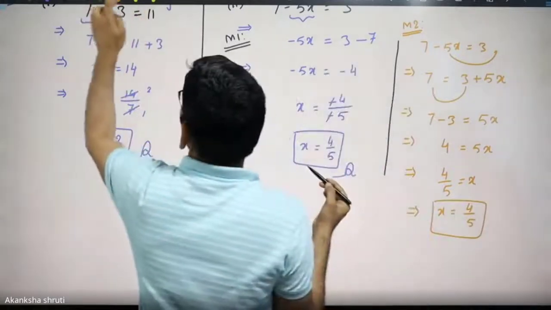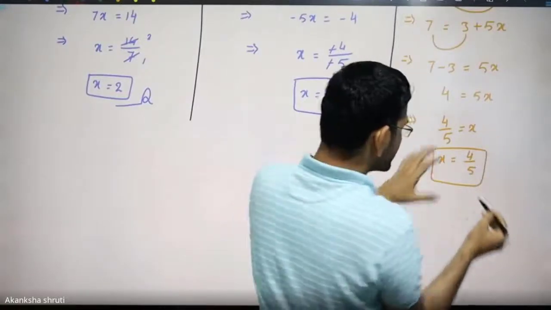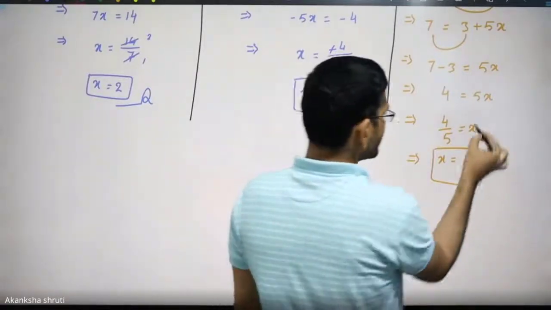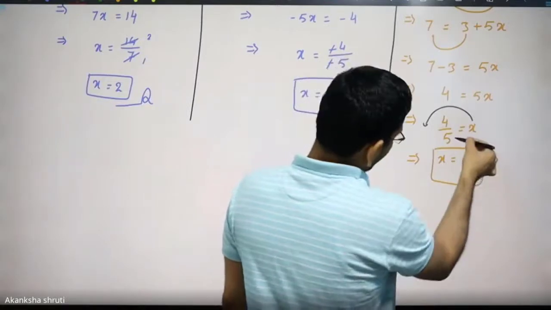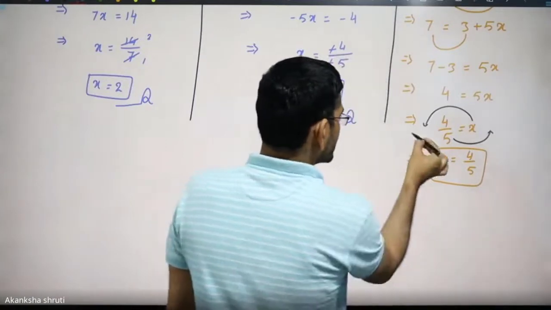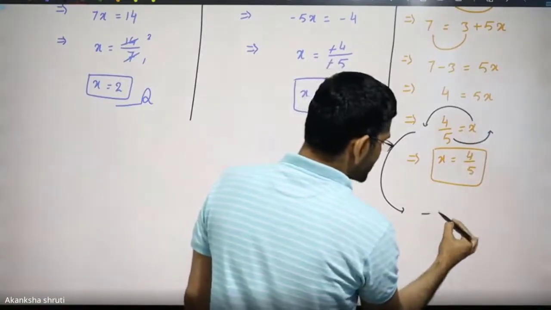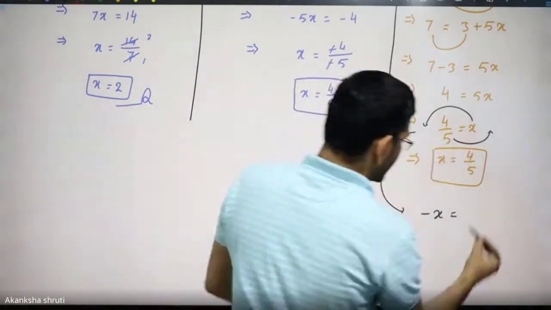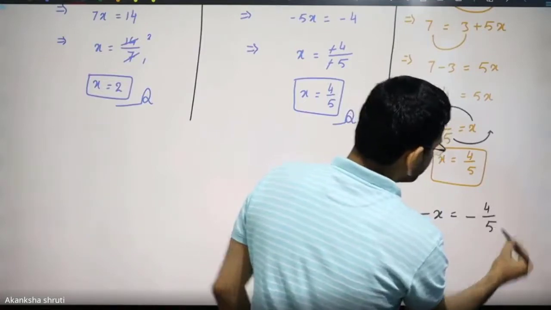Understand this, students? If you are going by this way, one more step is involved here, but we are leaving that. What is that? Bring this x on the left hand side. What does it become? And bring this 4 by 5 on the right hand side. What does it become? So the correct way is that while bringing this x on the left hand side, it turns into minus of x. While bringing this 4 by 5 on the right hand side, it turns into minus of 4 by 5.